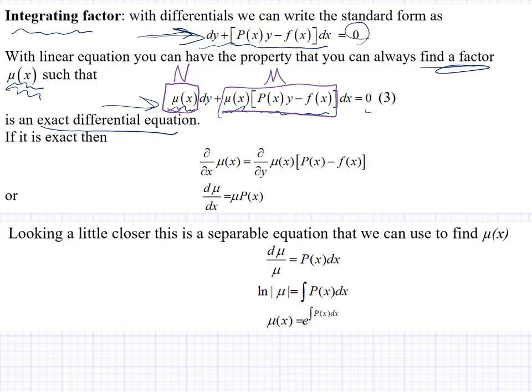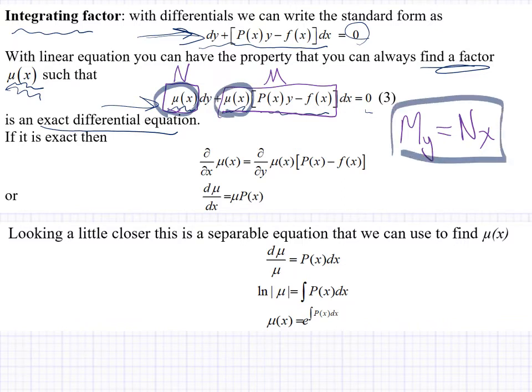And what we learned was that m with respect to y had to equal n with respect to x. Those partial derivatives had to equal each other for the equation to be exact. And ultimately what we're looking for is what mu would make this happen. Okay?